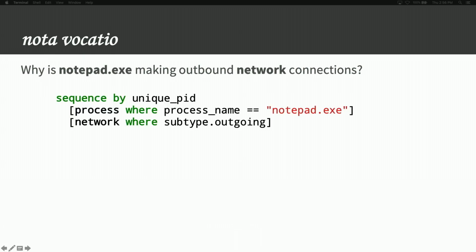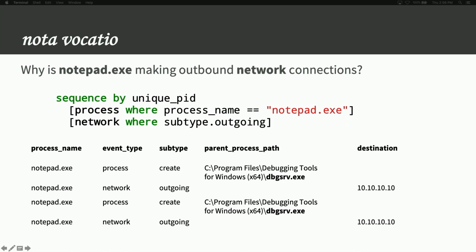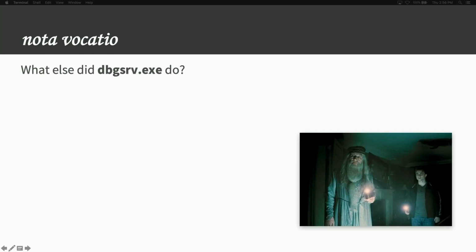So I wrote an EQL query looking for Notepad making a process event and then the network connection. So now I've got the command line, the parent, plus the destination port. This is everything I think I need. But I actually found 2 results here. Before it was unique, so now we can see all of them. And we see the parent process path is debug server. I think we saw that a second ago.